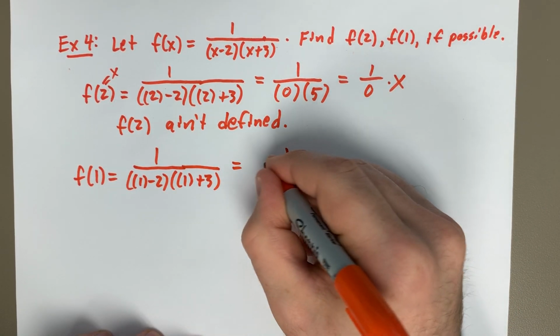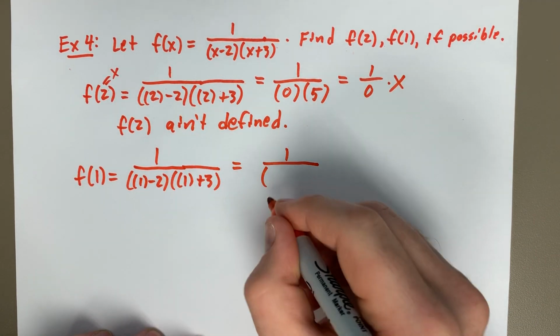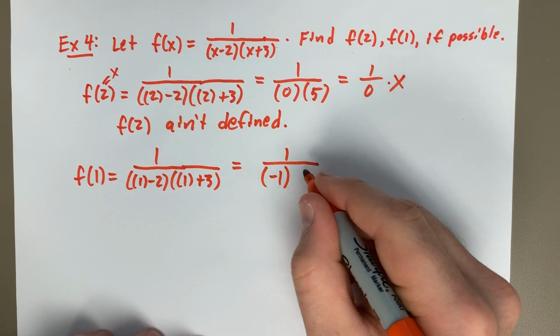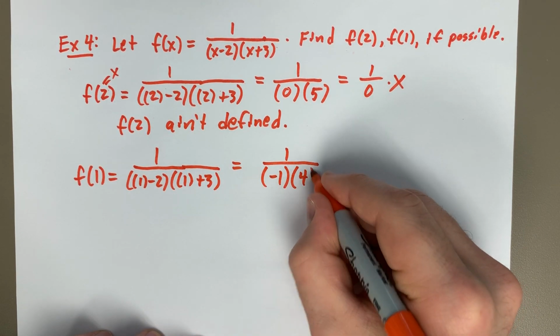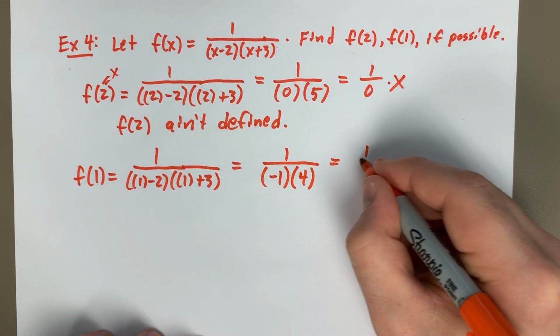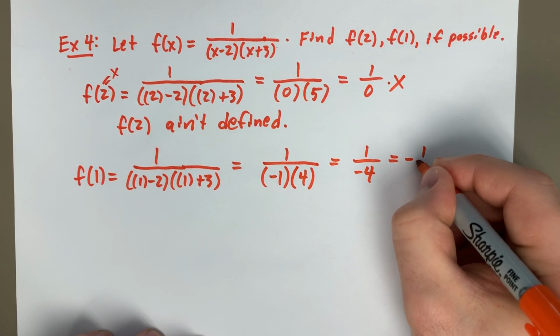So what do I get? I have 1 over, what's in the first parentheses? 1 minus 2. That's just going to be minus 1. So far, so good. And then we have 1 plus 3, so that's just 4 over here. And that's equal to 1 over minus 4, or if you like, write it a different way, minus 1/4.